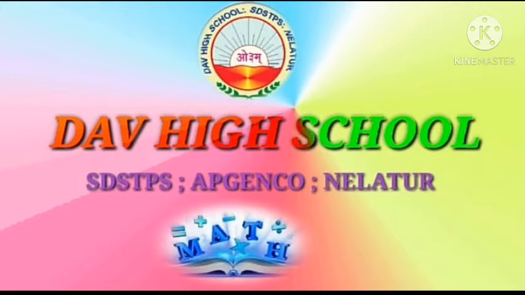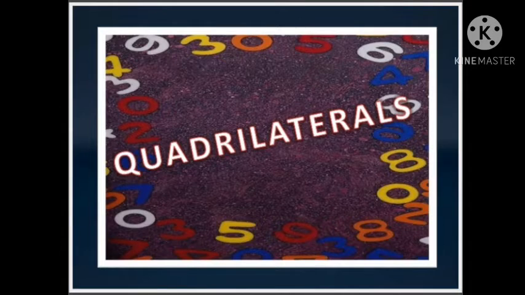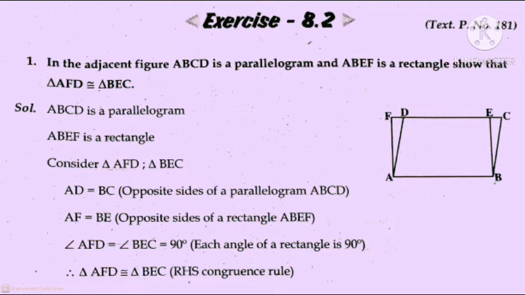In this video, we are going to discuss exercise 8.2 problems related to chapter 8, quadrilaterals. Welcome to exercise 8.2 problems. First question. In the adjacent figure, ABCD is a parallelogram and ABEF is a rectangle. Show that triangle AFD is congruent to triangle BEC.